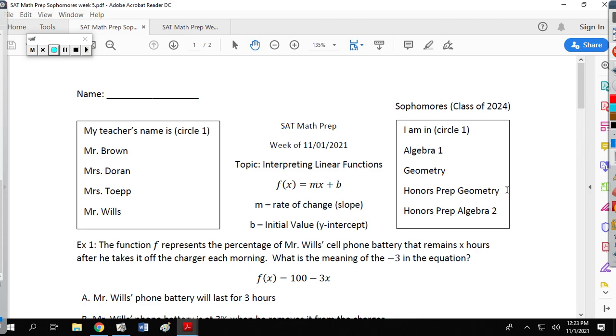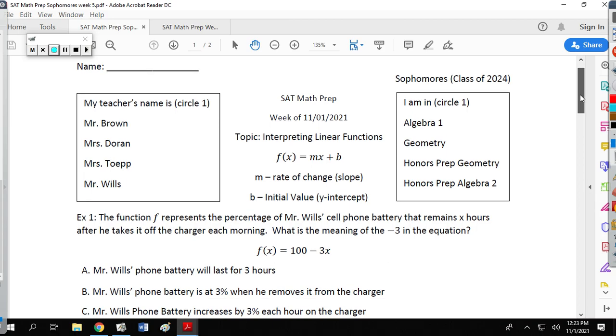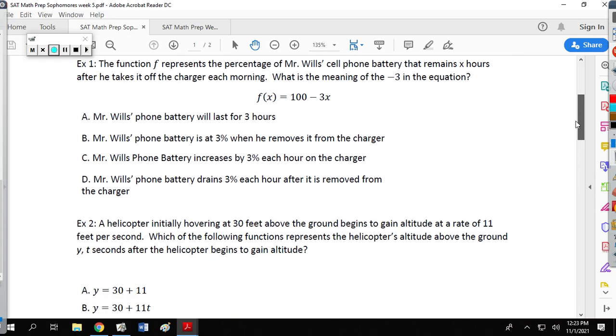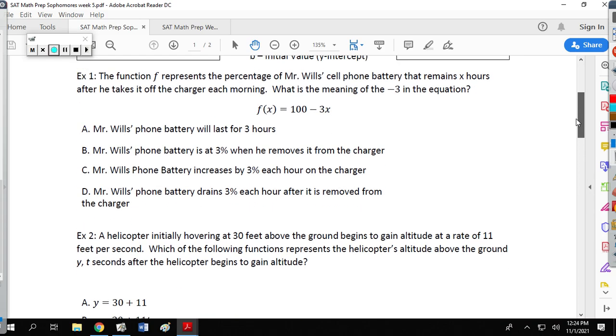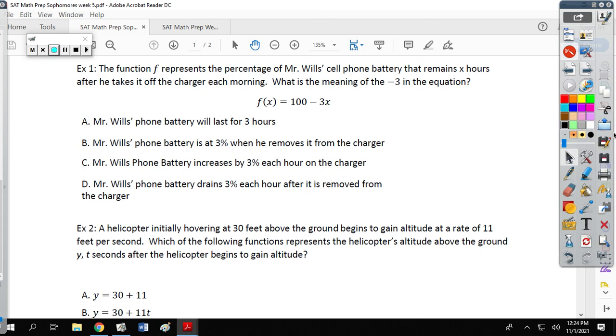So this week we're talking about interpreting linear functions. So when I say linear functions, I'm referring to f of x equals mx plus b. M is your slope or rate of change, and b is your y-intercept or initial value. Now, one of the things they're going to do on the SAT is they're going to give you linear functions, and they're going to ask you to explain what those items mean in terms of the situation, in the context of the problem. So we're going to jump right in here.